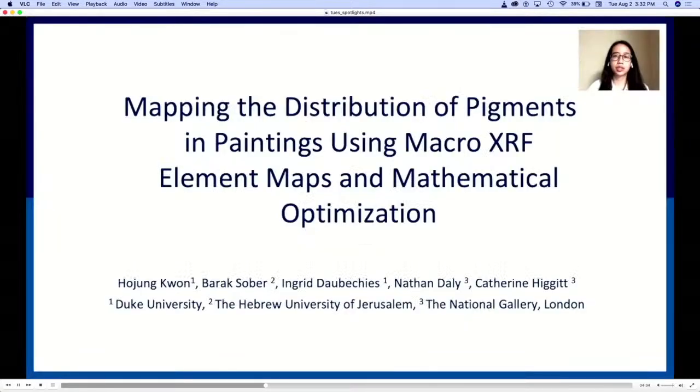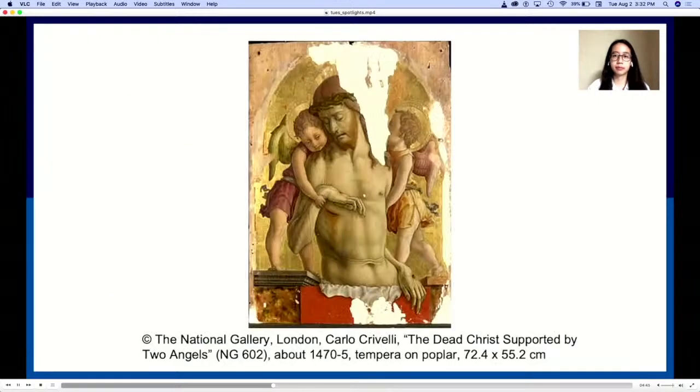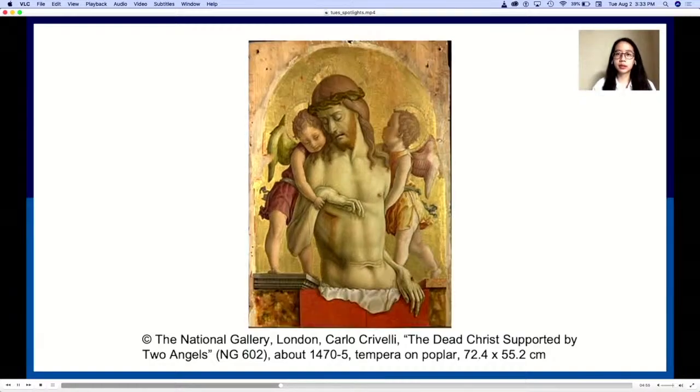Hello, my name is Ho-Jung Kwon, and in this presentation, I'll introduce a pigment separation method that uses macro XRF element maps and mathematical optimization. Art restorers often use pigments that are different from the original artist when retouching damaged areas in an aged painting. Therefore, based on where certain pigments are present in a painting, art investigators can uncover the painting's restoration history.